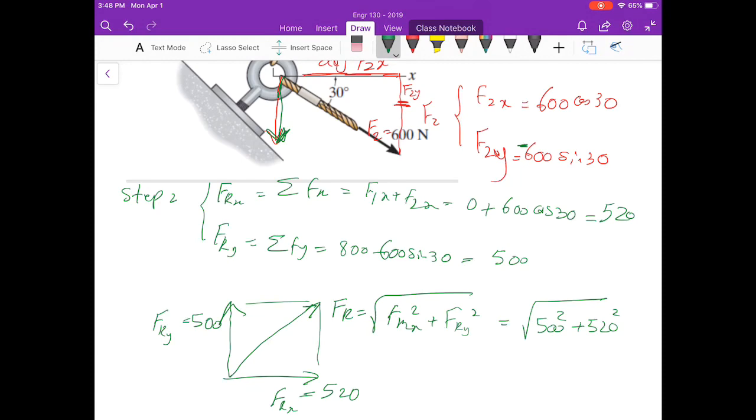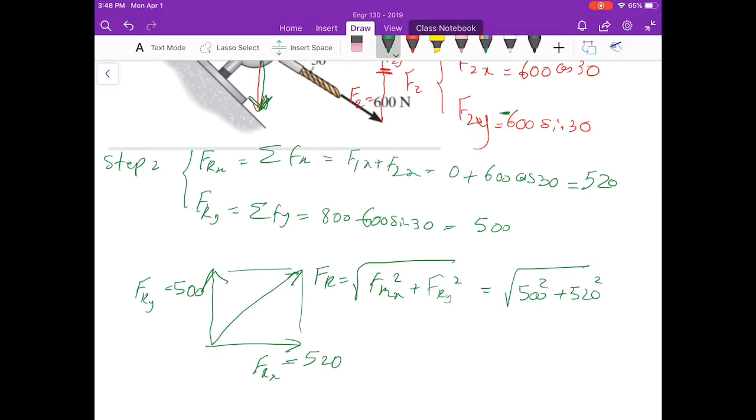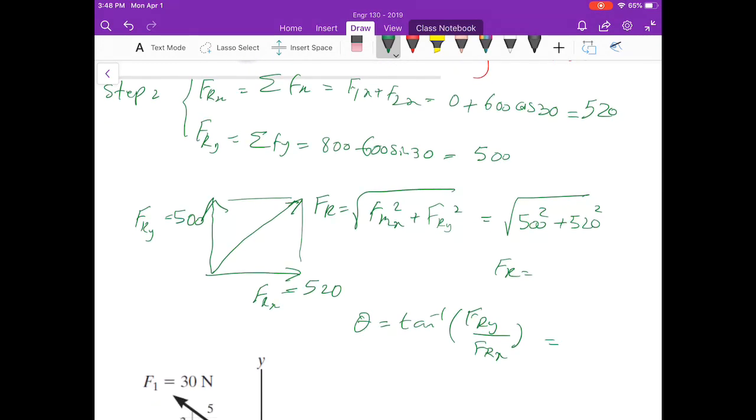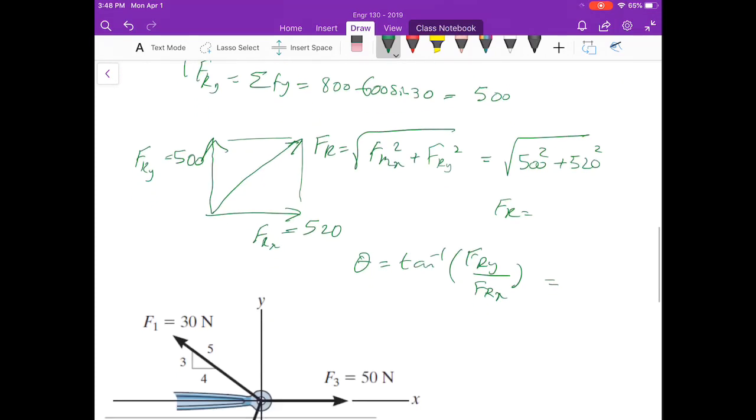So this will give me the value for FR. I can calculate that, which will be close to 1,000, so 900 something, and then theta is equal to tan inverse of FRy over FRx. From the picture, I can see it is close to 45, but could be less, could be more. So you can actually calculate it to see how much exactly it is less than 45 degrees.